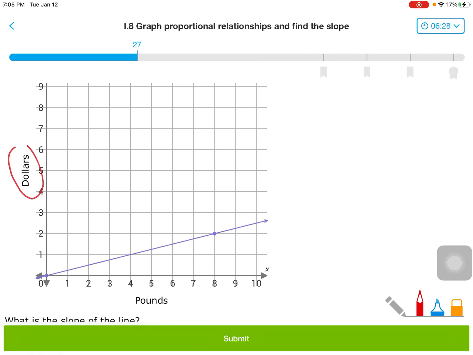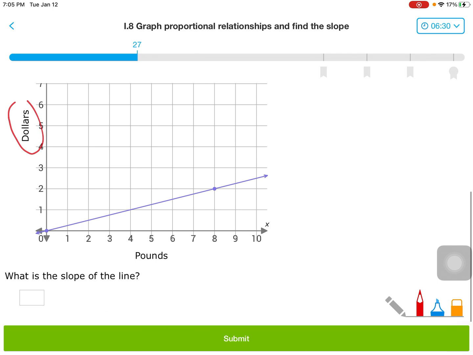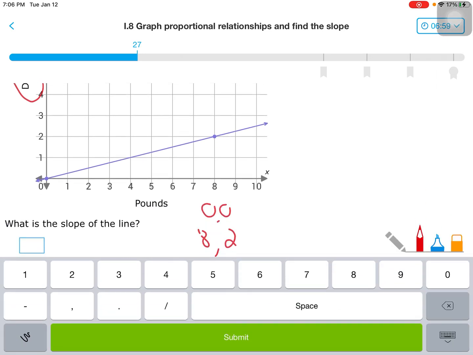She's starting with 0 pounds is $0. So what is the slope? Here at this point it is 0, 0, and over here at this point it is 8, 2. So we're looking at the change in both. It's usually a little easier in this: change in y over change in x. I believe the slope, I'm going to get this one wrong.